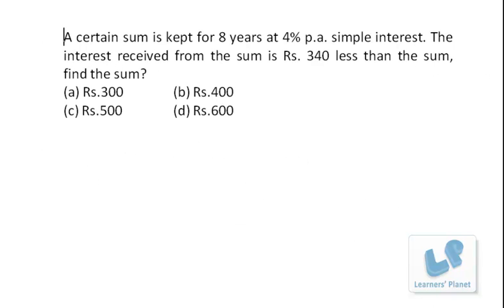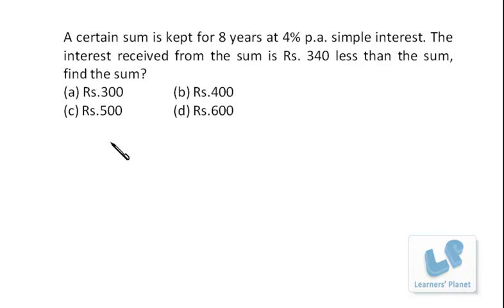Now let's try this sum. A certain sum is kept for 8 years at 4% per annum simple interest. The interest received from the sum is rupees 340 less than the sum. We have to find out the sum. The very obvious manual method. First of all, let's try.